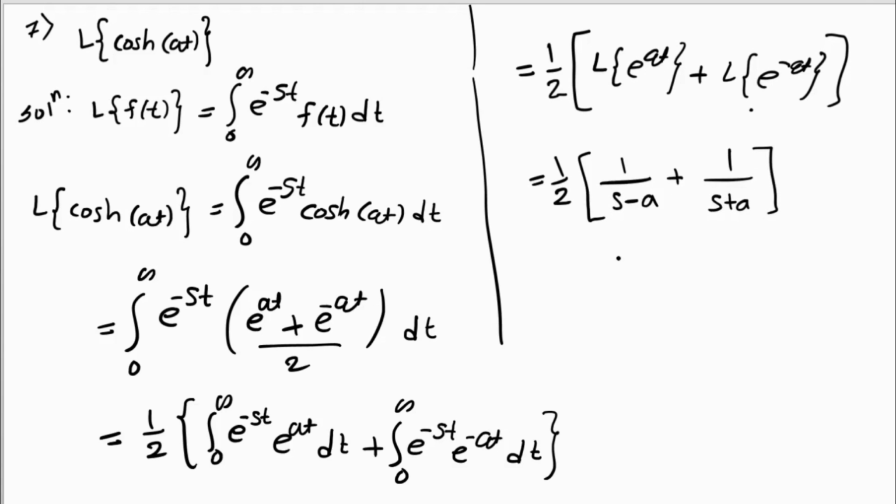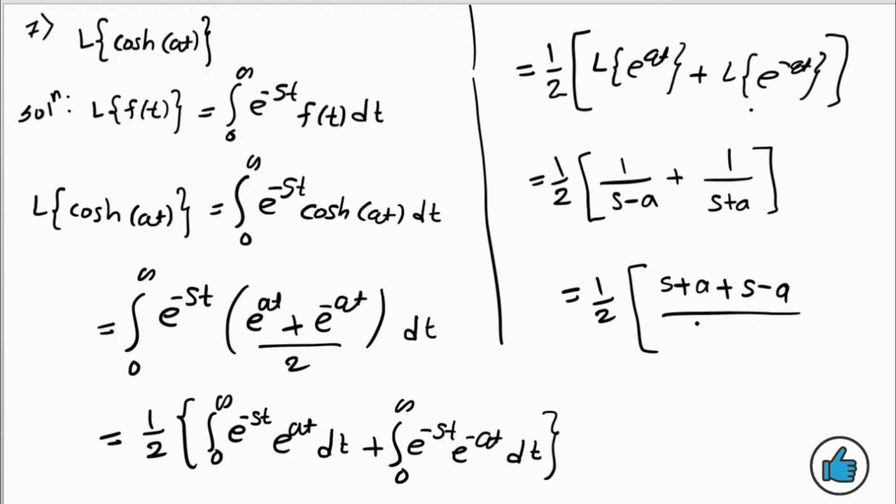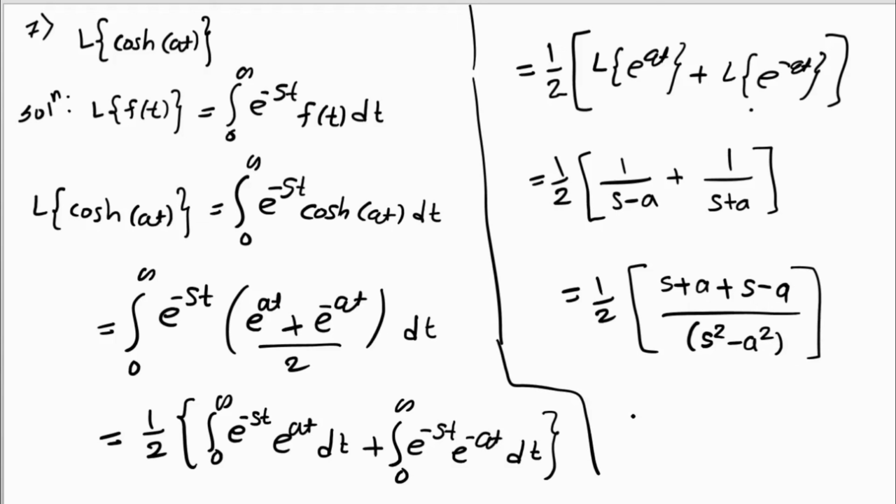So by that derivation it is 1 upon s minus a plus 1 upon s plus a. Cross multiply this term, 1 upon 2 as it is. So after cross multiplication, here it is s plus a plus s minus a divided by s square minus a square. So in the numerator we get 2s and a 0. So 2s and this division 2 get cancelled. So that means Laplace of cos hyperbolic at is s upon s square minus a square. Hence, we get the answer.